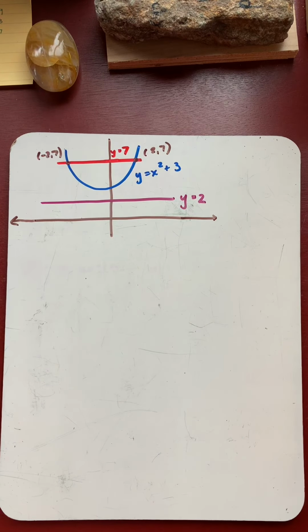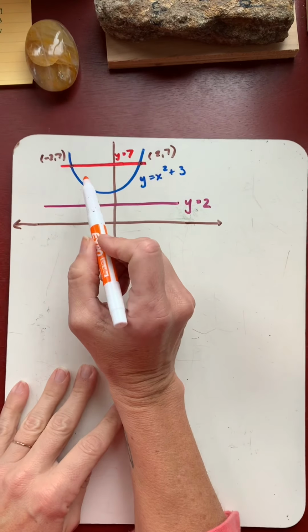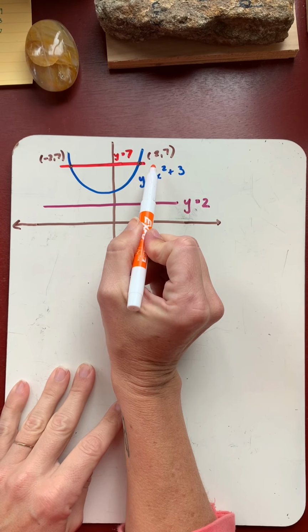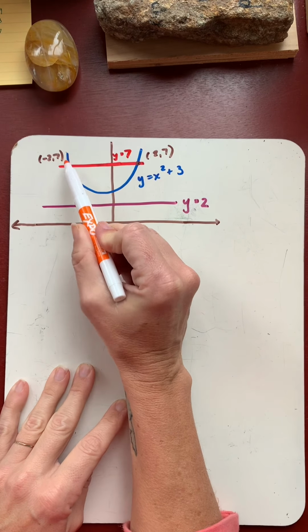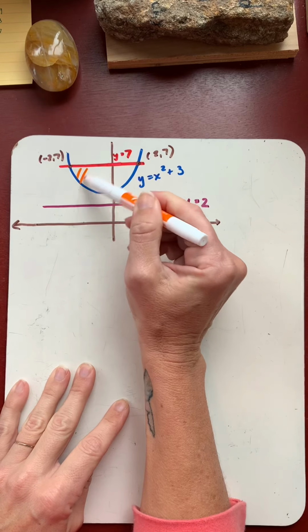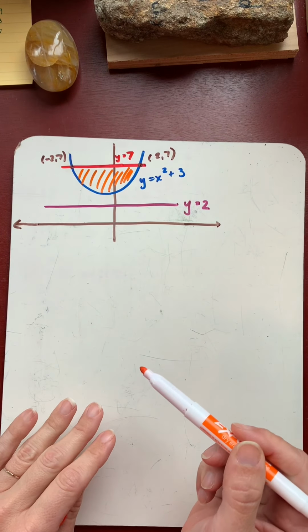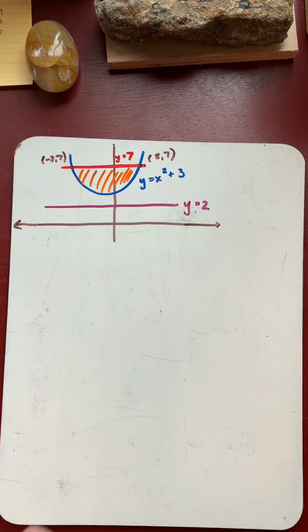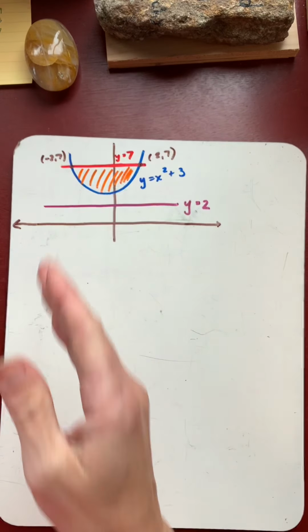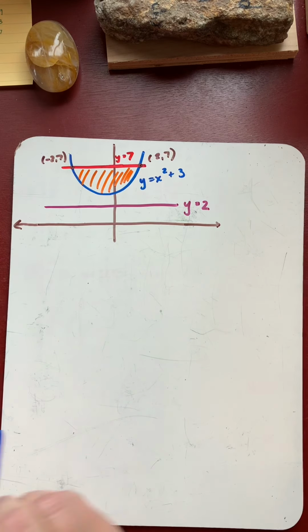So this problem says this region R is the region enclosed by the line y equals 7 and the curve y equals x squared plus 3. So R is this space in here. And they want us to revolve this over the line y equals 2. So everything's drawn. Sorry, my problem was a little bit scooched over too much.